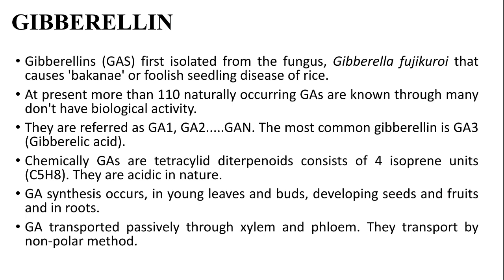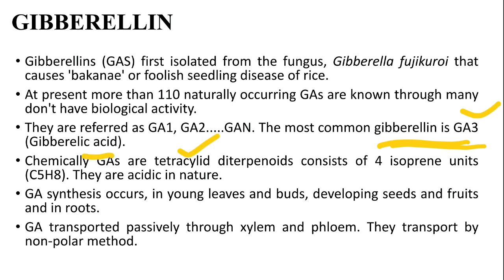Then the gibberellin. Gibberellin was first isolated from the fungus Gibberella fujikuroi, which causes bakanae or foolish seedling disease in rice. At present, more than 110 naturally occurring gibberellic acids are known, though many do not have any biological activity, and they are designated as GA1, GA2 or GAn like this. The most common gibberellin is GA3, which is gibberellic acid 3.